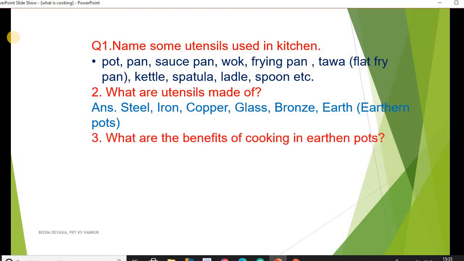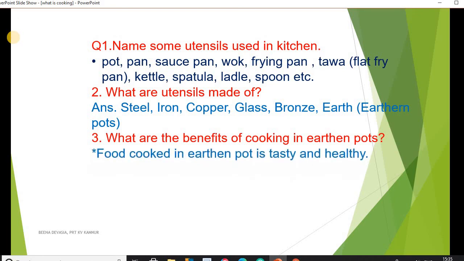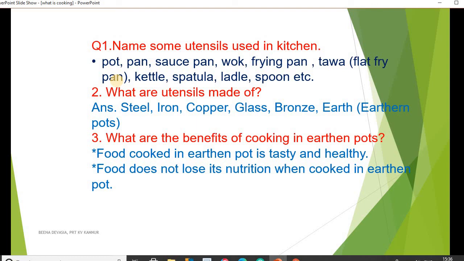What are the benefits of cooking in earthen pots? Food cooked in earthen pot is tasty and healthy. Food does not lose its nutrition when cooked in earthen pot. Earthen pots are nature friendly.